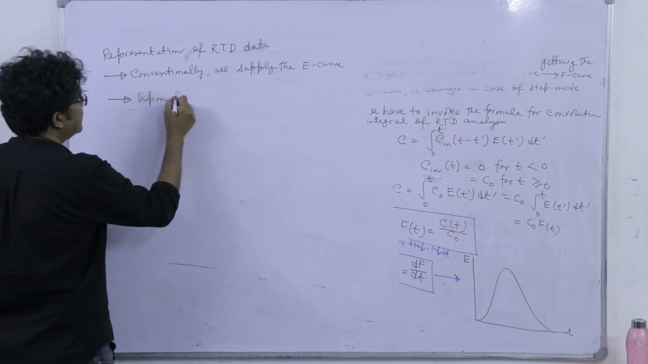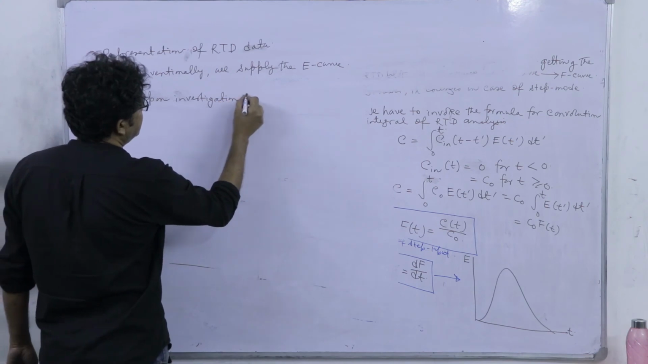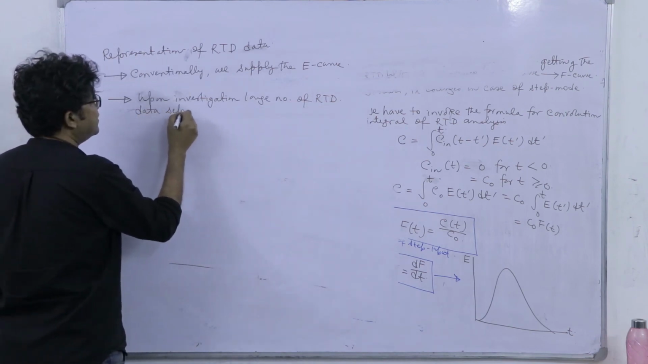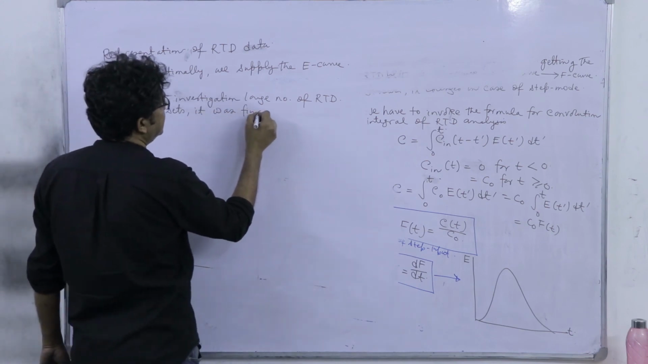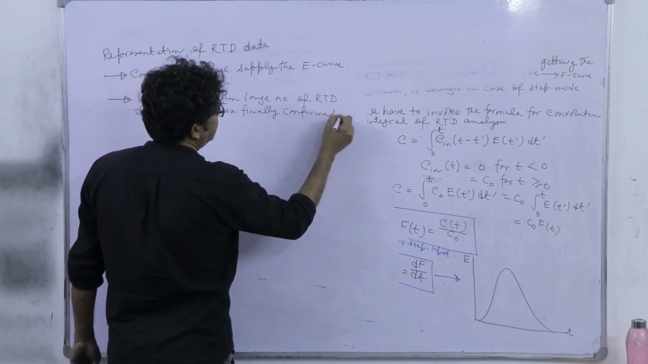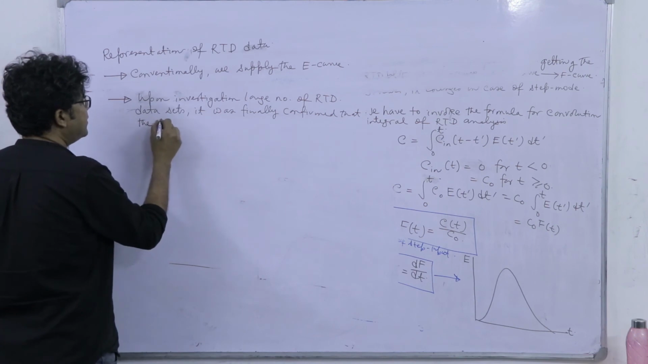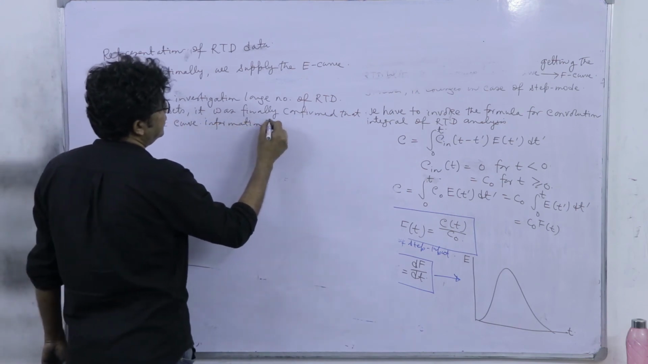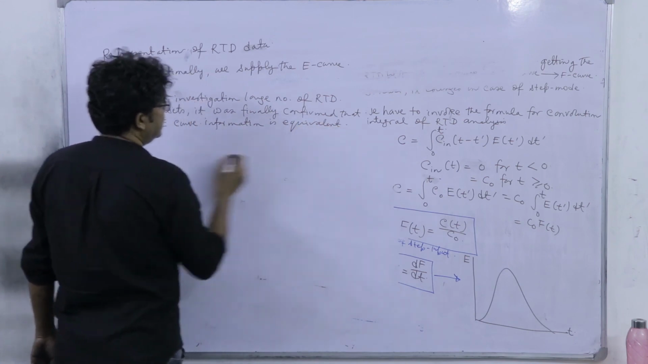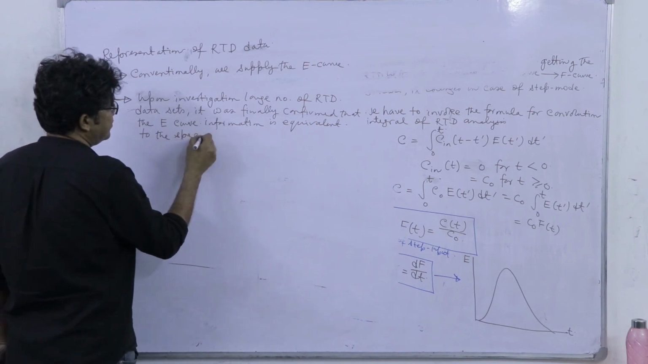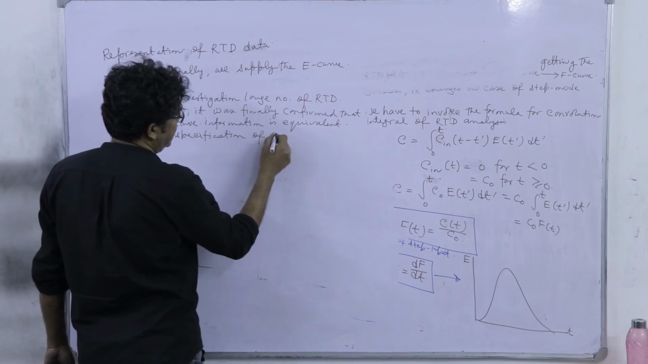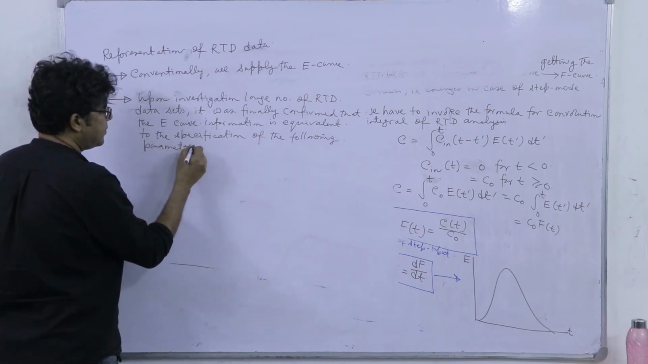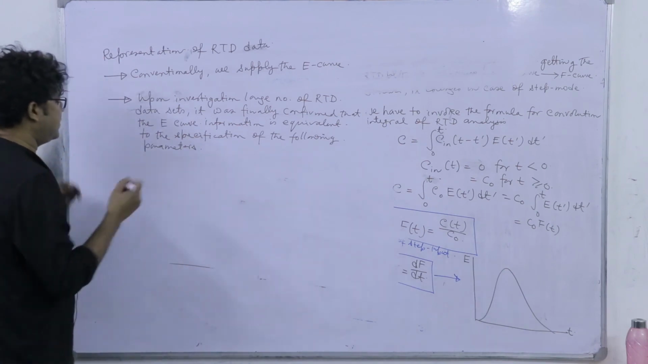Upon investigating a large number of RTD data sets, it was finally confirmed that the E curve information is equivalent to the specification of the following parameters. What are the parameters? First is the mean residence time.